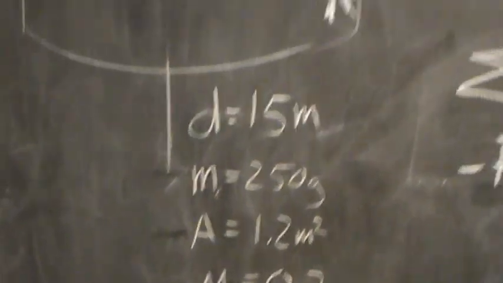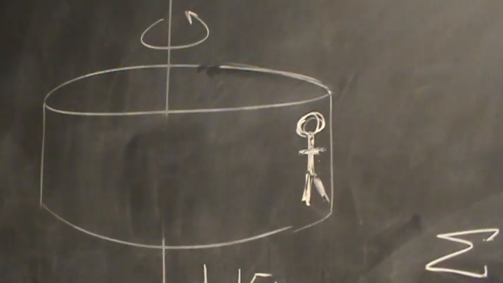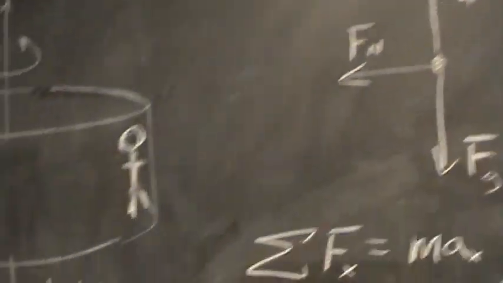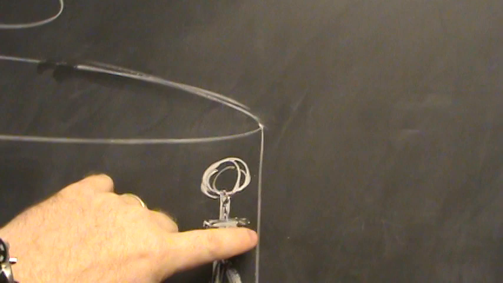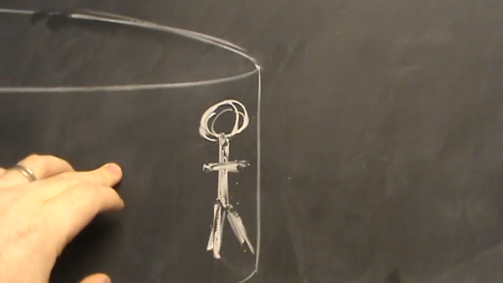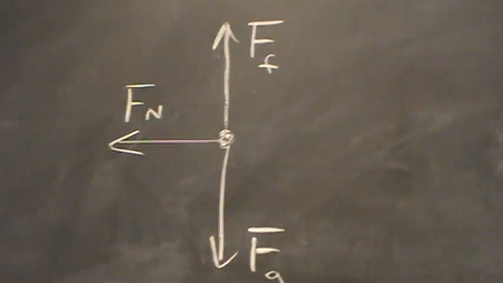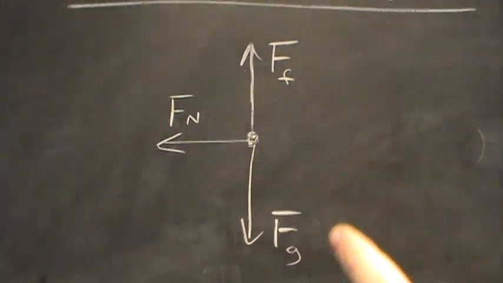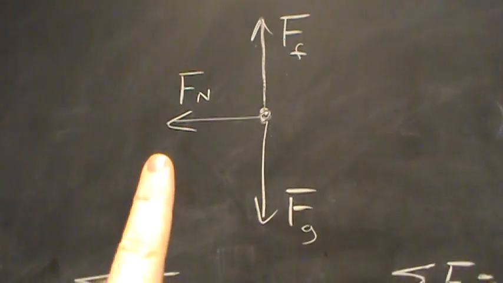To solve this problem, you set up a free body diagram for the person standing against the wall. What will happen is you have friction from the wall acting up, you have gravity acting down, and then you have a normal force acting inward toward the center. That's your centripetal force.